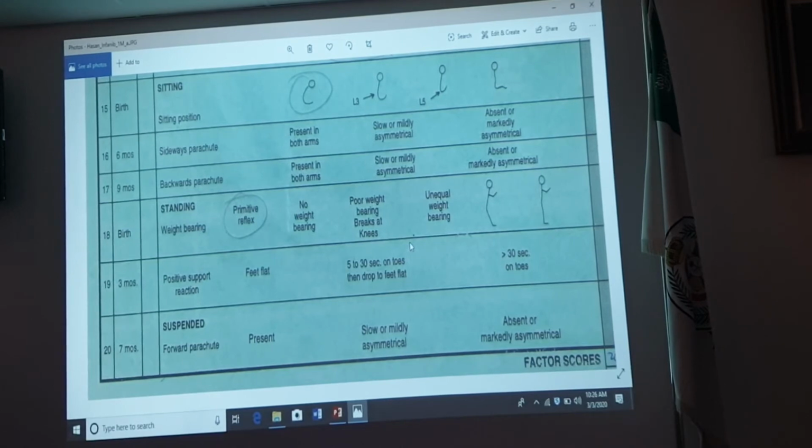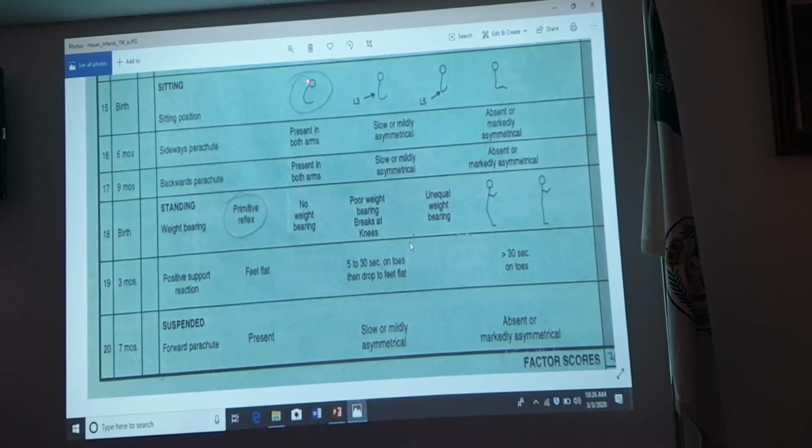If he reaches 6 months and he still doesn't have sitting, then that is an interpretation too. You have to still do it.